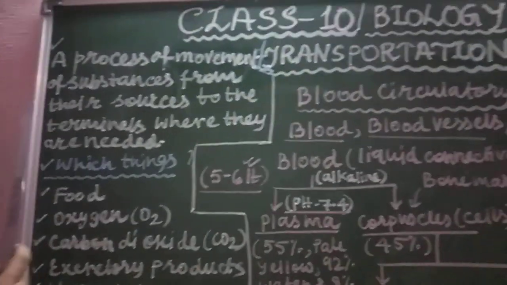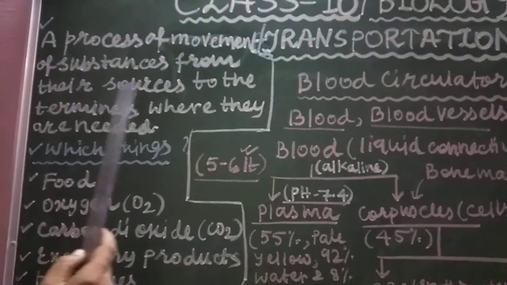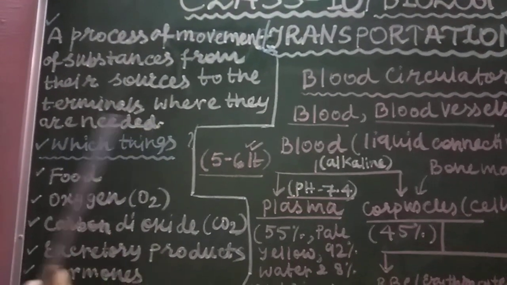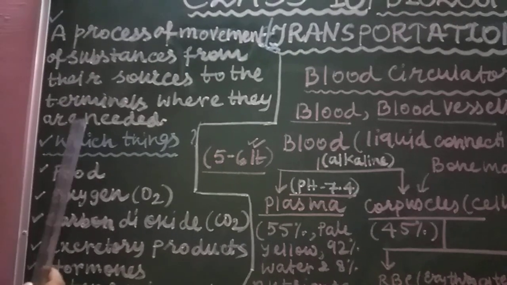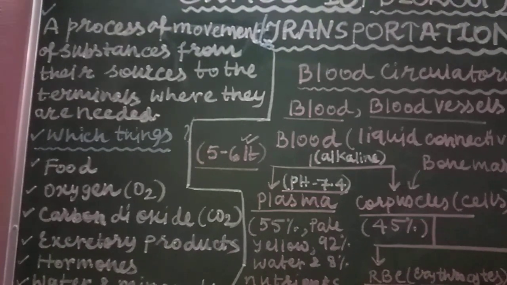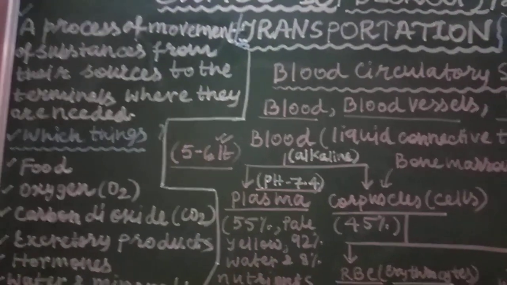Here is the definition of the process of transportation. It is a process of movement of substances from their sources to the terminals or the areas where they are actually needed. This is the definition of transportation.